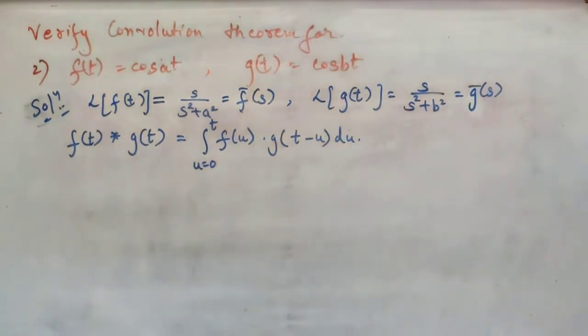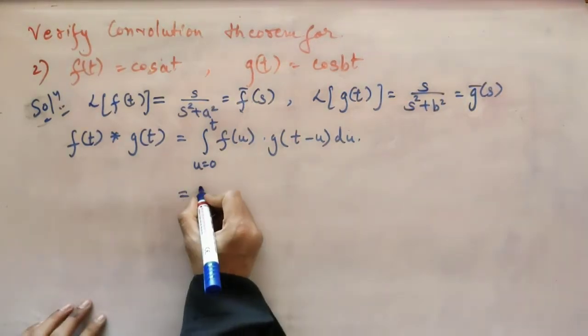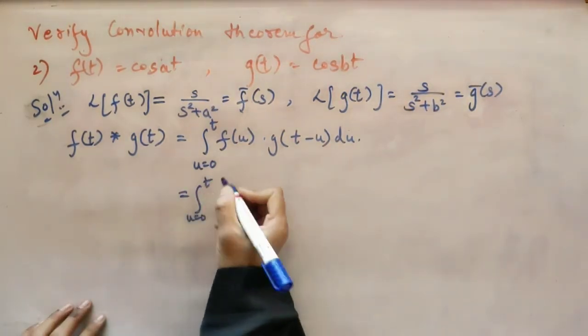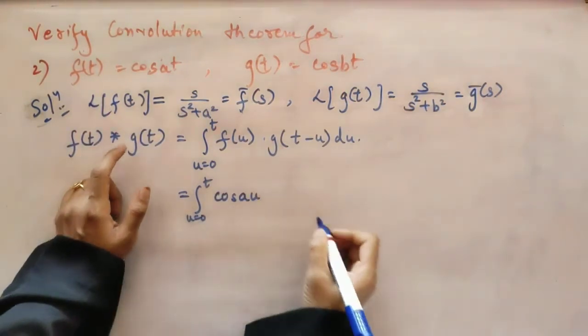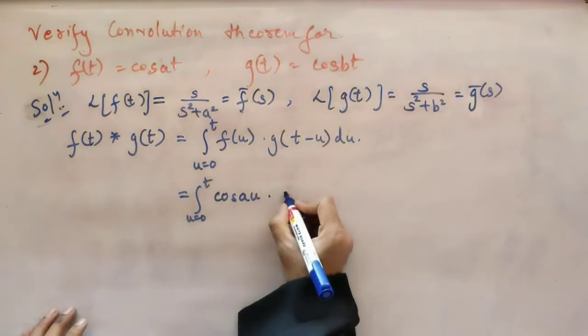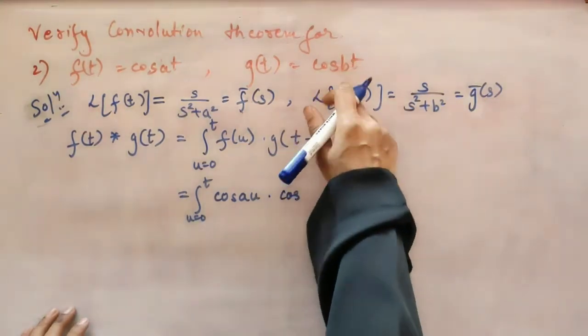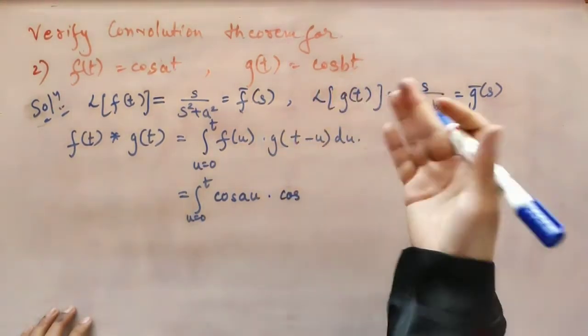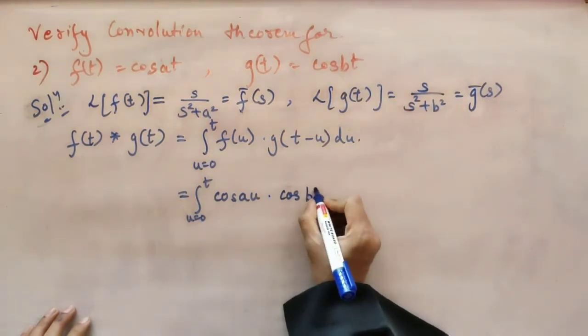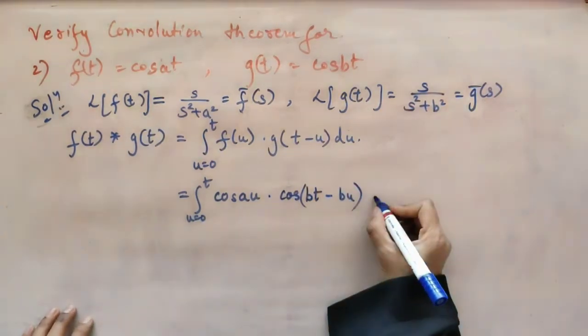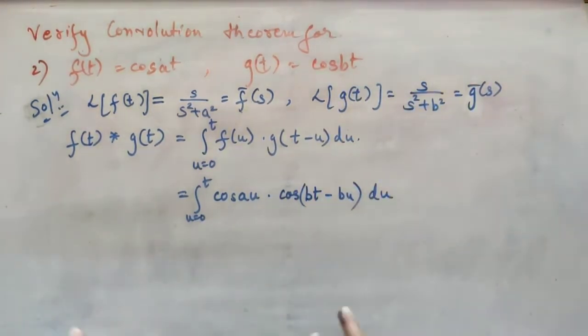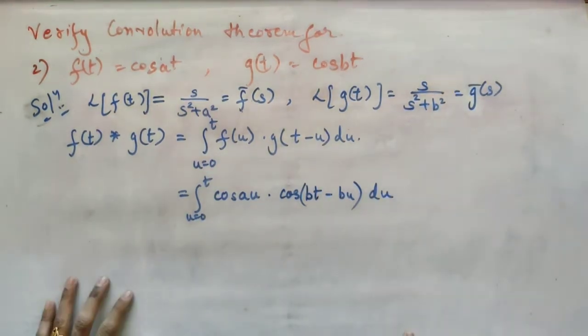Now let us substitute the functions f of u and g of t minus u here. So it is equal to integration u going from 0 to t. What is f of u? It is cos au. In place of t you have to write u. Into cos bt, in place of t you are going to write t minus u, so it will be cos of bt minus bu, into du. Now it is cos a into cos b form, so you can apply the cos a cos b formula here to simplify this.